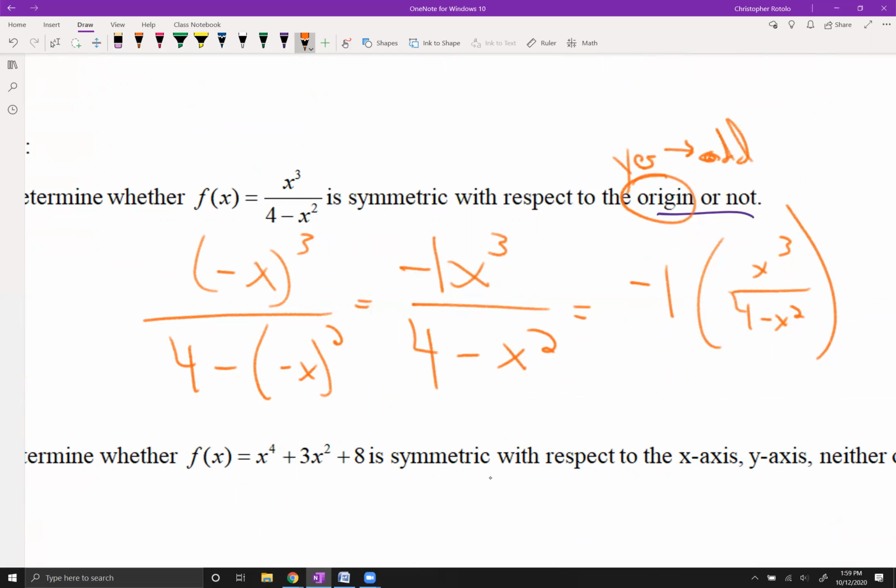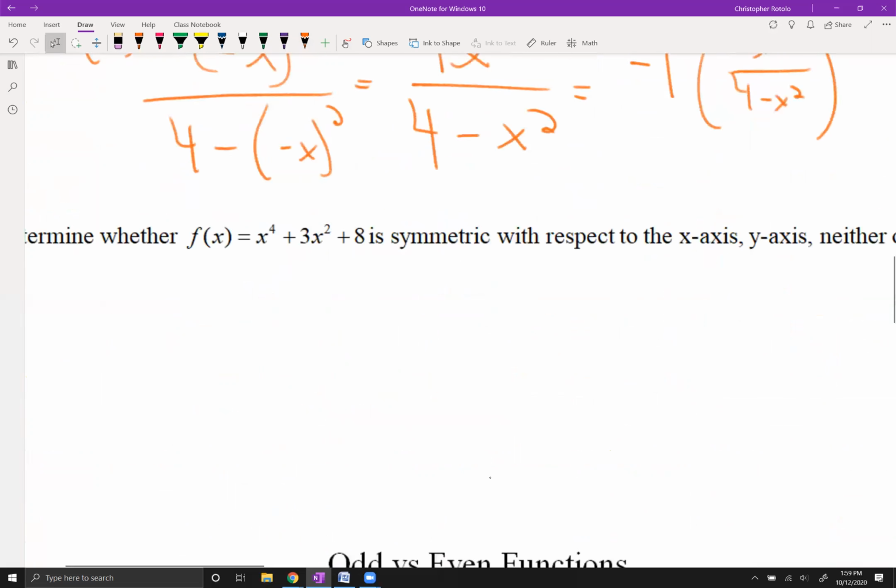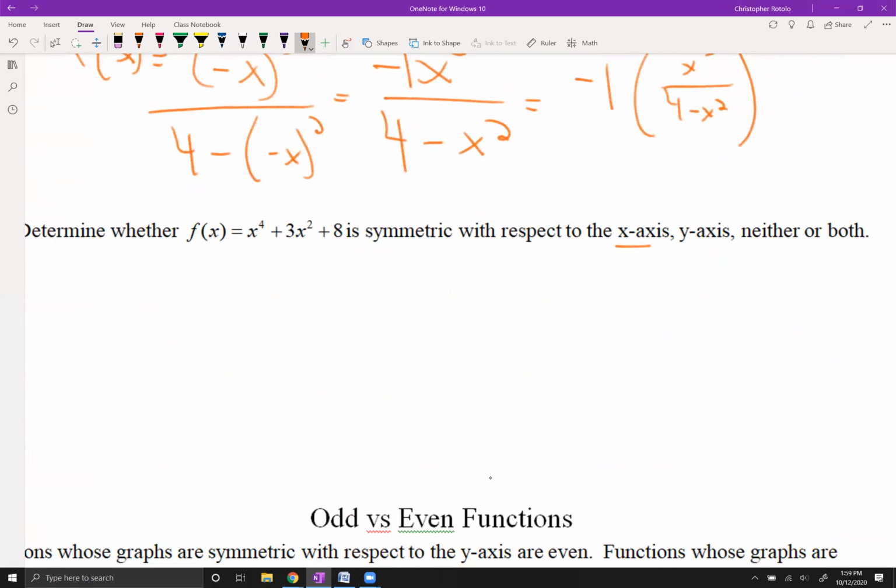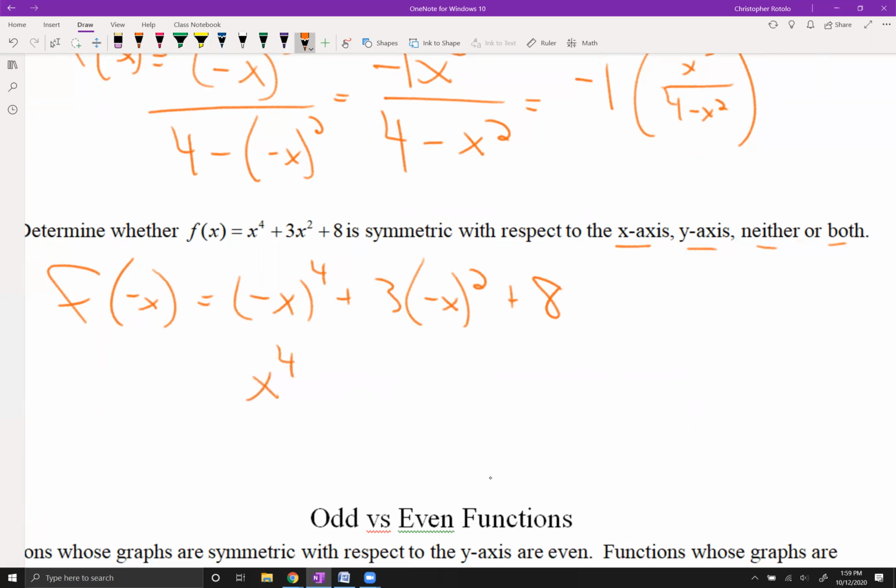All right, so what we did here is we did f of negative x to get this whole thing. All right, let's try it again. This time we're trying to see, is it x-axis, y-axis, neither, or both? Because we could have both. So we're going to do negative x. So it's negative x to the 4th power plus 3 times negative x squared plus 8. Negative to the 4th power is positive, and negative x squared is positive, so plus 3x squared plus 8. So we find out that f of negative x is the same thing as the original.